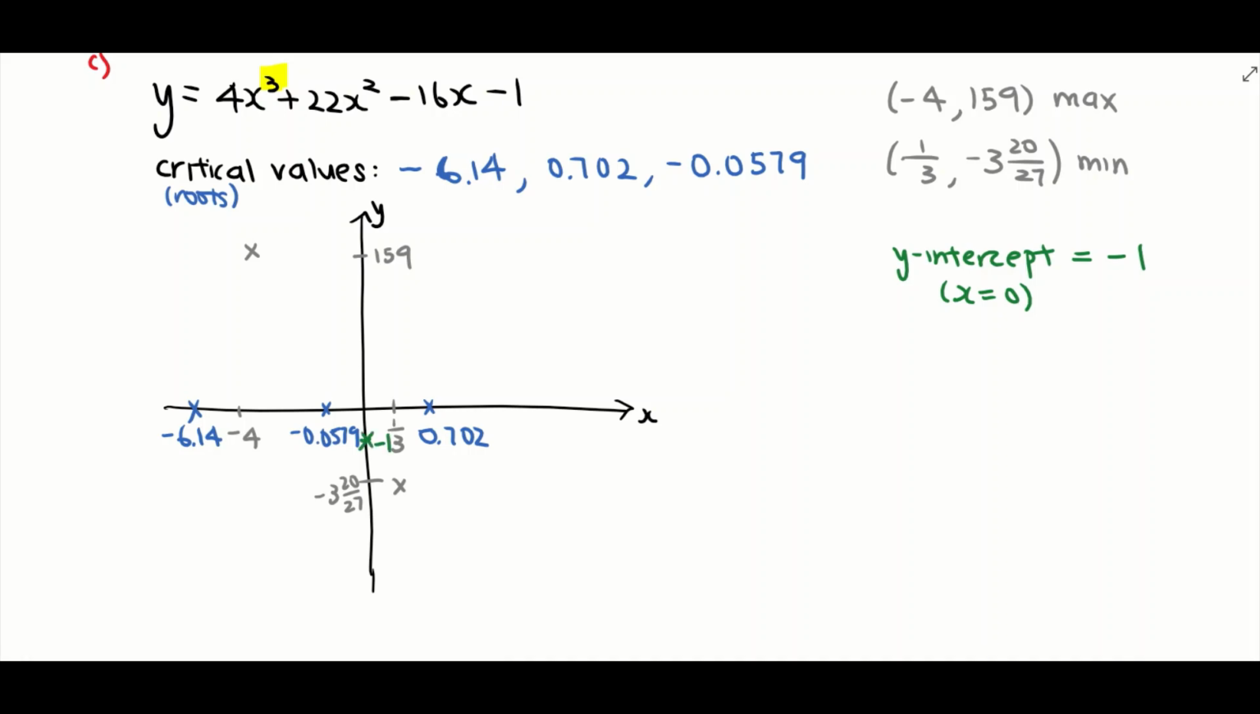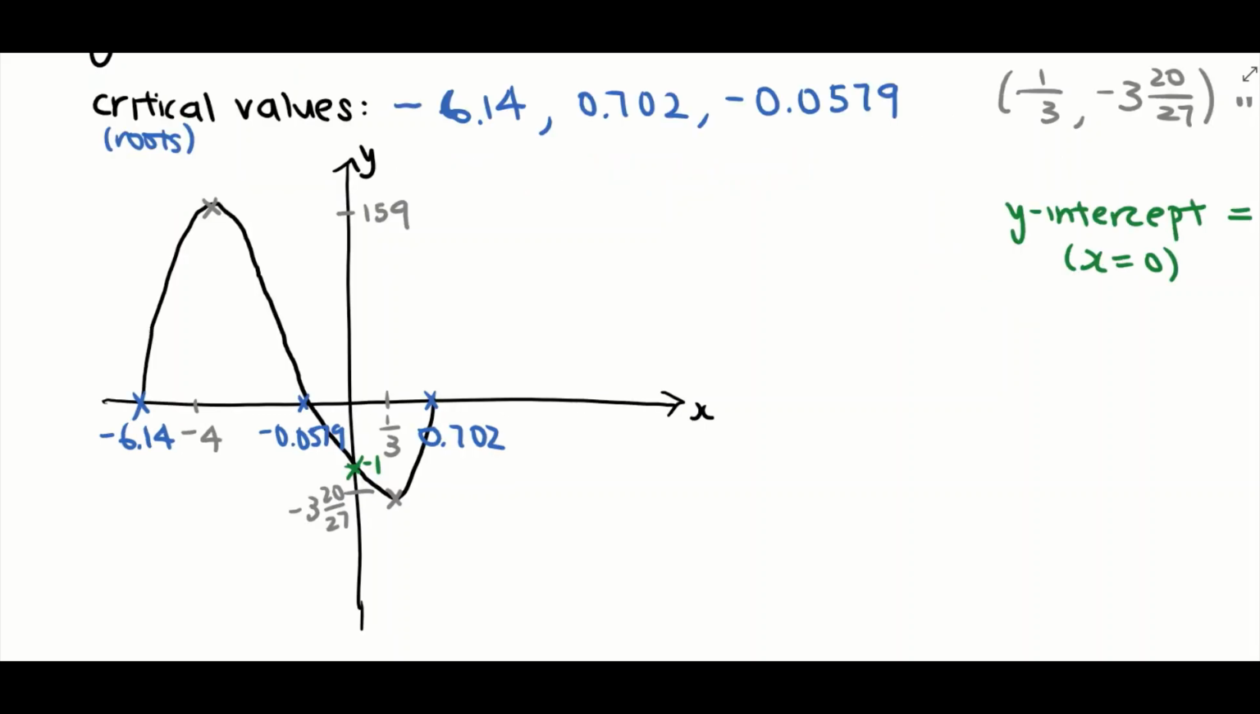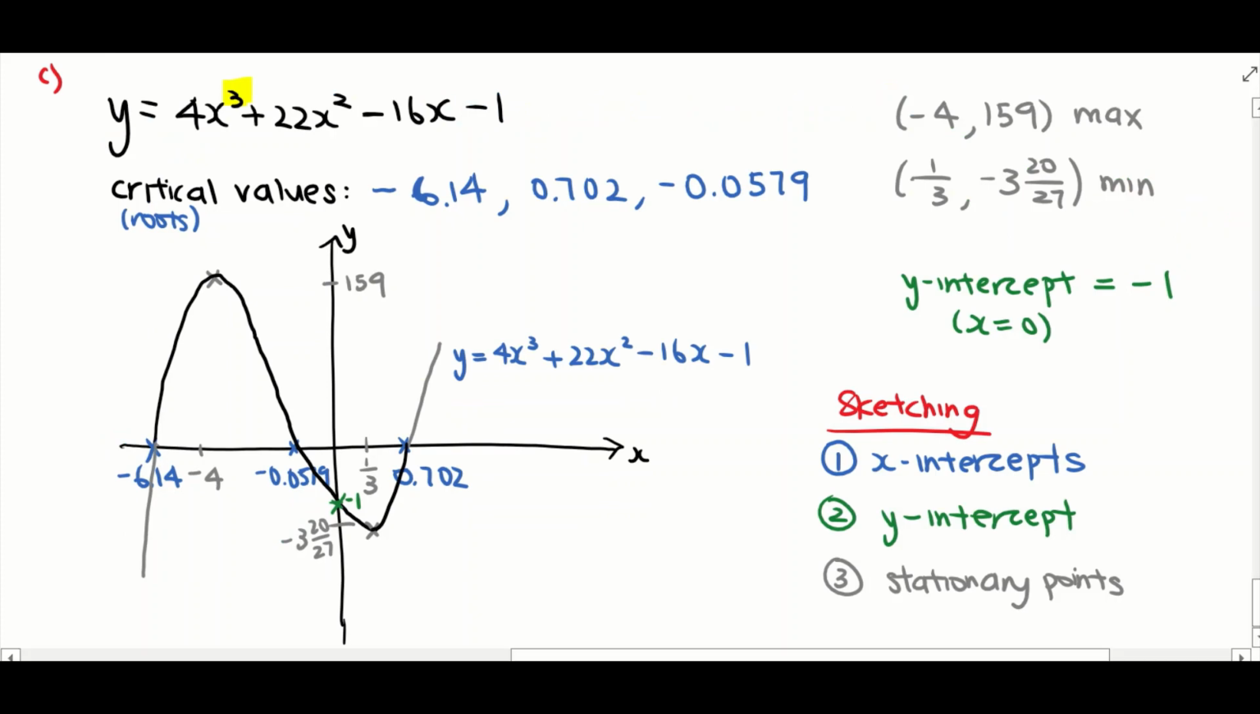Now let's join all the crosses together to form one smooth curve. Notice how I shift my -1 so that it's aligned with the smooth curve that I've drawn, and don't forget to extend the curve, because the curve will pass through the points and continue all the way. This is how the final sketch of your curve will look like, and make sure to check your x-intercepts, y-intercept, and stationary points.